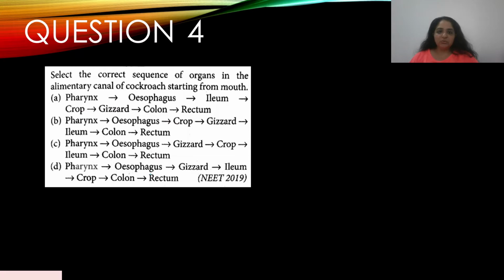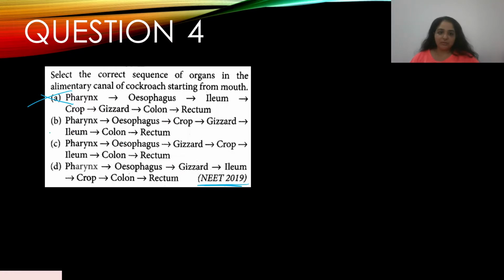Select the correct sequence of organs in the alimentary canal of cockroach starting from mouth. This appeared in NEET 2019. So you have A, pharynx, esophagus, ileum, crop, gizzard. No, that's definitely incorrect. B, you have pharynx, esophagus, crop, gizzard, ileum, colon, rectum.